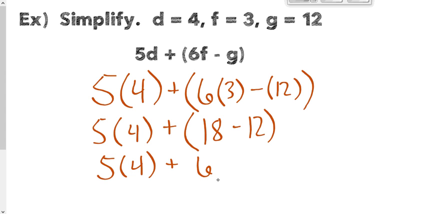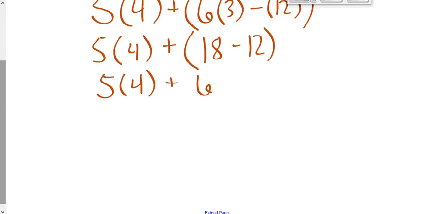And then the last thing that I want to do is take 5 times 4, right? Multiply before I would add, so 5 times 4 is 20, plus 6, which gets me my total of 26.